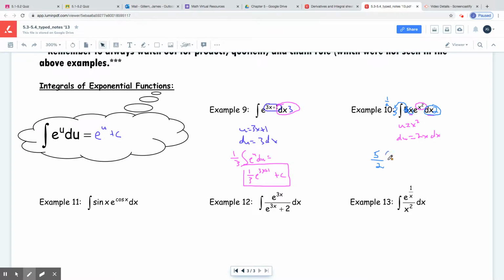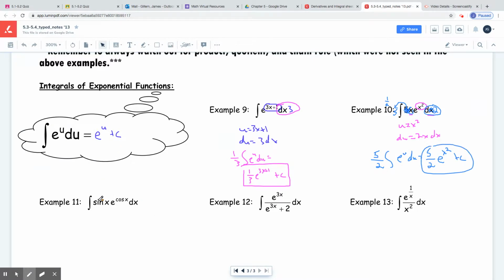So it's 5/2 integral. All the blue is gone because that's my du. It's just e to the u du, which is 5/2 e to the x squared, put the u back in, plus c. There's my answer.